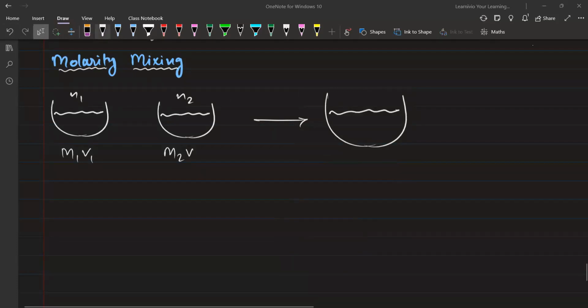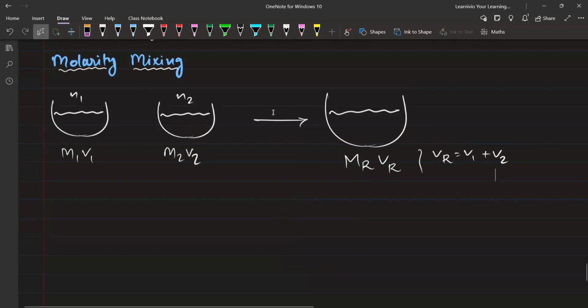Now, here we have V2. So the resultant volume will be, now this particular solution will have something MR, that is resultant molarity, and some resultant volume. So we know that VR will be equal to V1 plus V2 for sure, because if I have 100 ml and 200 ml, if you mix it, you will get 300 ml. But what about the molarity? Will the molarity also add? No, the molarity is not going to add.